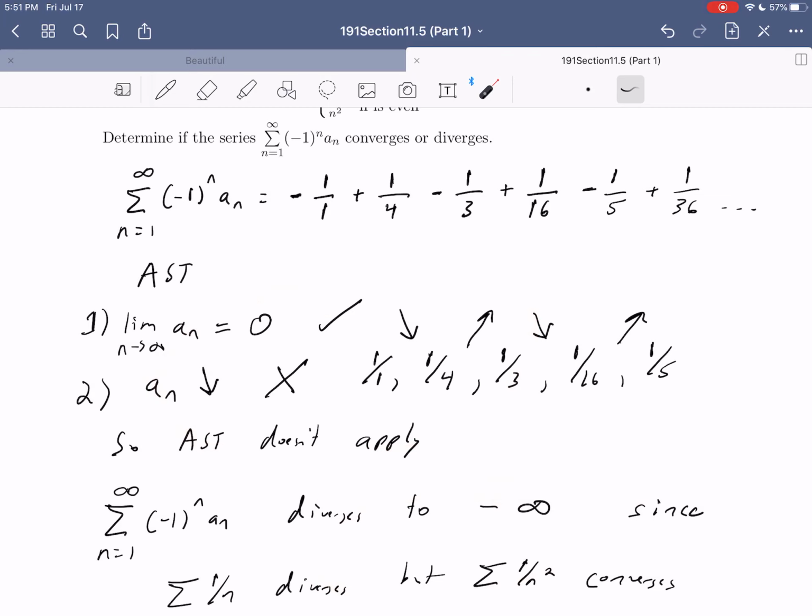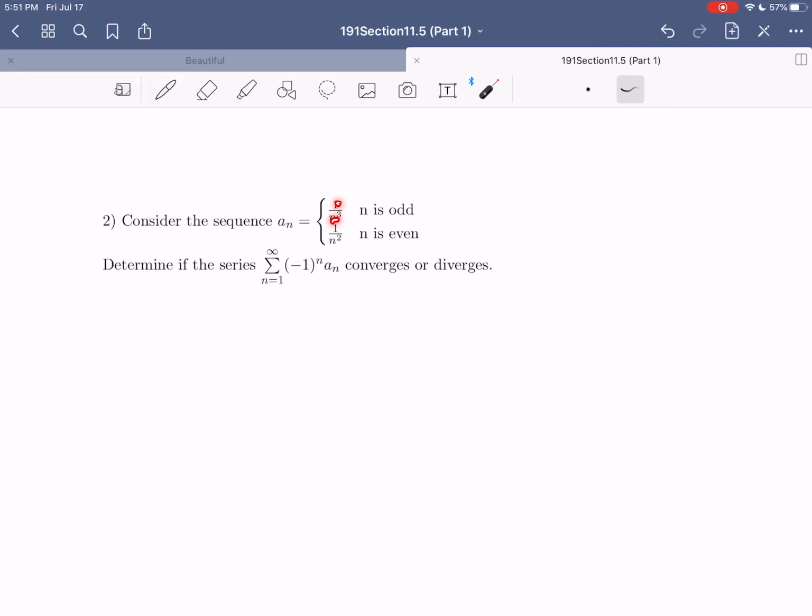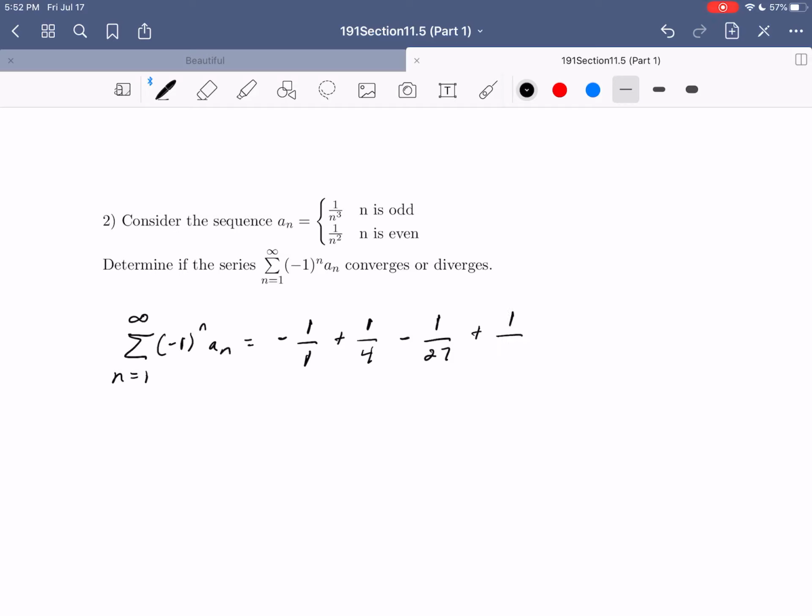Okay, let's compare this with a very similar example. Now we're going to consider the sequence a sub n equals 1 over n cubed if n is odd, and 1 over n squared if n is even. Just to help us think about that, I'm going to write out the first few terms. First one, odd, because n equals 1, we'd have minus 1 over 1, then plus 1/4, then minus 1 over 27, because we would be on n equals 3, and 3 cubed is 27. Then plus 1 over 16, then minus 1 over 125, then plus 1 over 36, and so on and so forth.